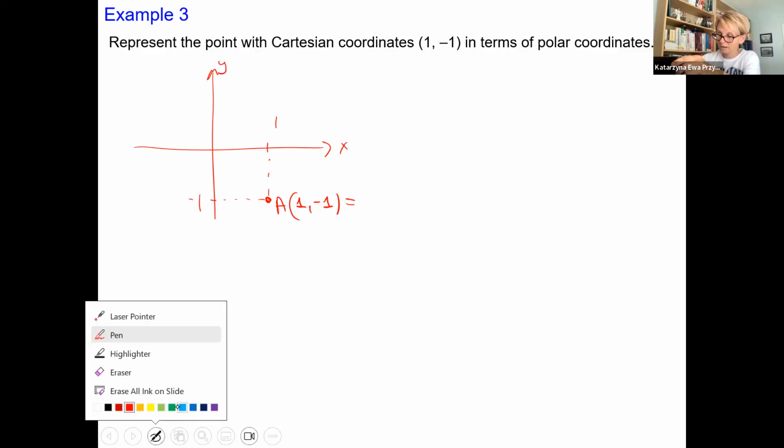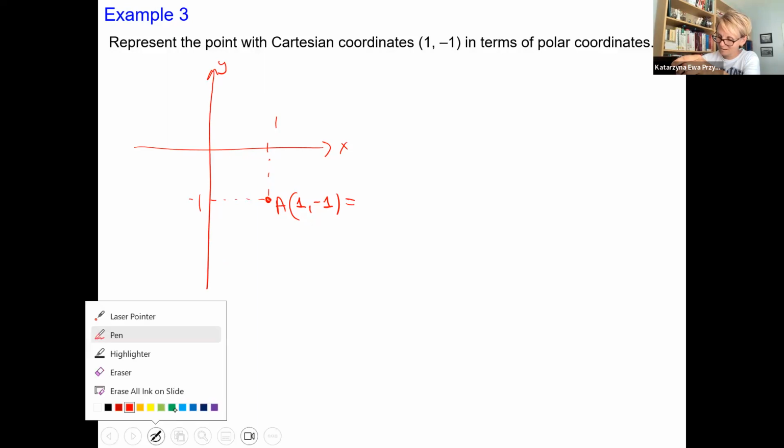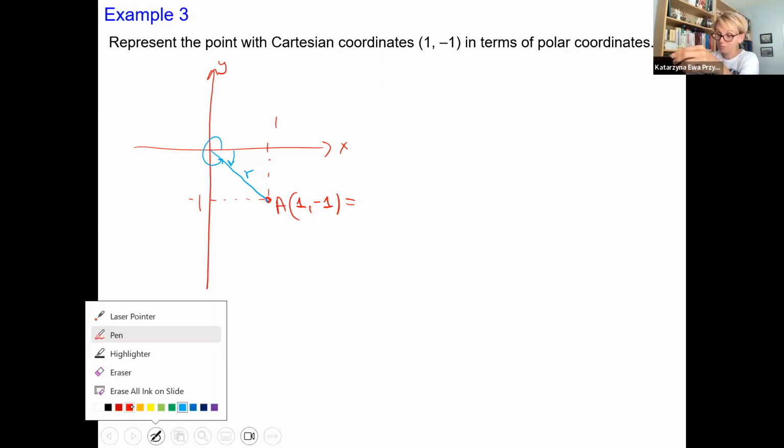That means for the polar, we need this. We need that distance, r, and we need the angle. Now it depends. Let me just say that's r. Maybe this angle, maybe this one. Maybe negative notation, maybe positive notation. But what formula will we use?